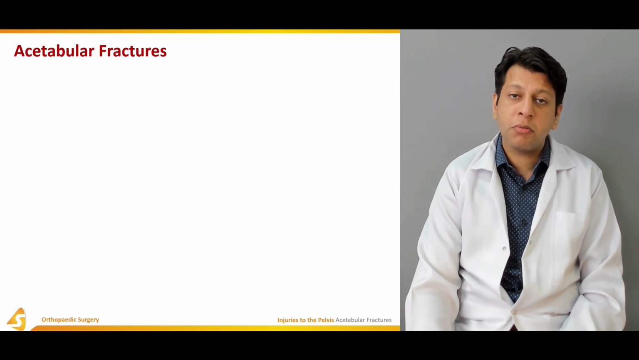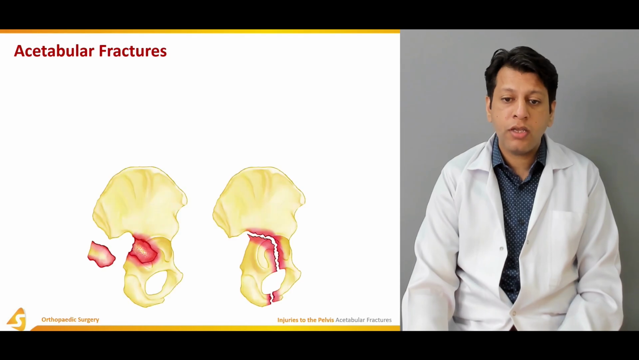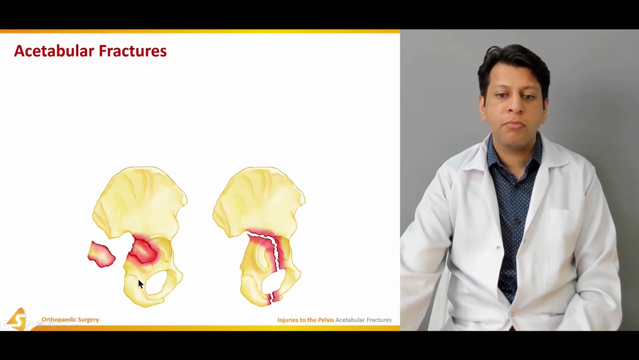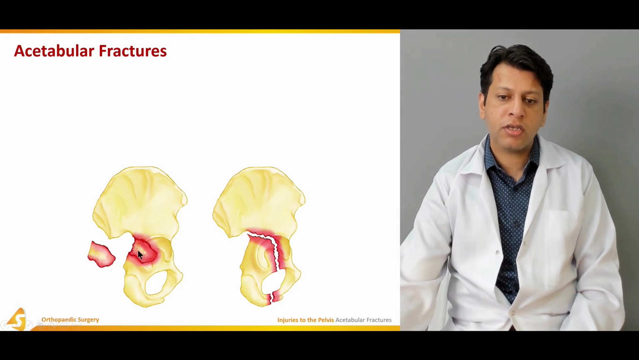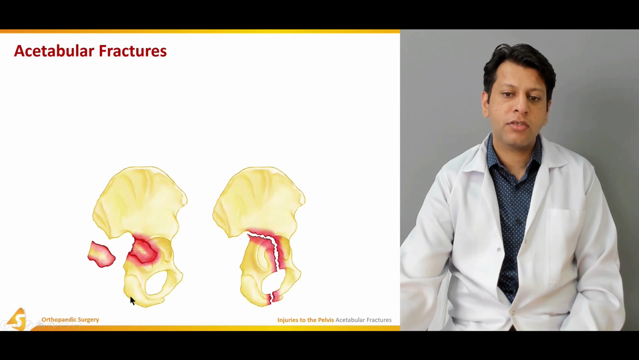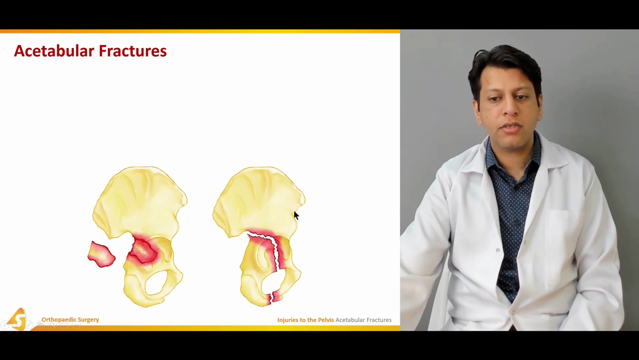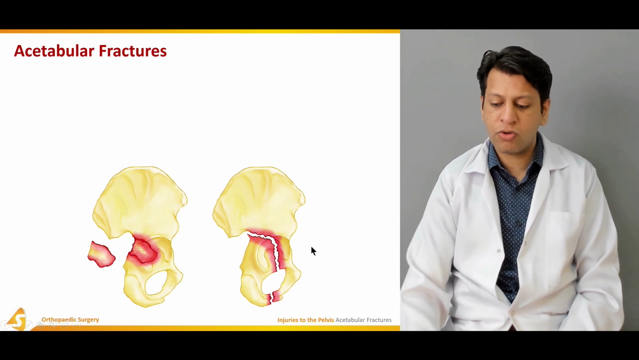Before I move on to acetabular fractures, it is important to understand the concept of column and wall theory. Usually, if you see, this is the bone, this is the anterior side of the pelvis, and this is the posterior side. Posteriorly, there's a wall present, which is surrounding the acetabular fossa, and this is supported by the posterior column. Anteriorly, there is a wall which is covering the acetabular fossa, associated with the anterior column.